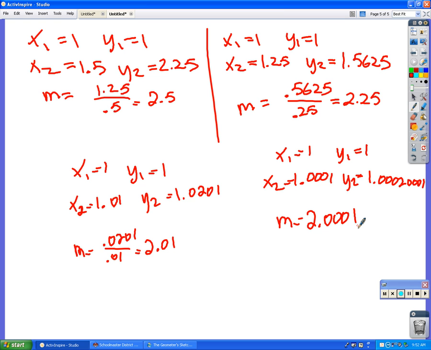Okay. I don't know that you're going to get this, but I'm going to ask this anyway. What's been true about every one of these x values that we have chosen relative to our original one?